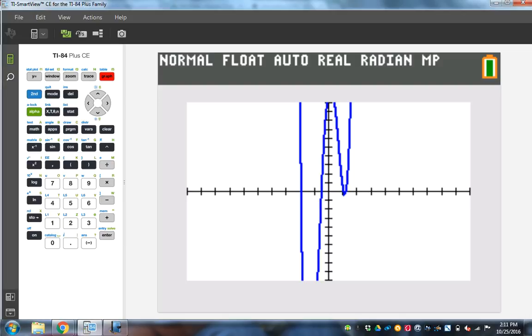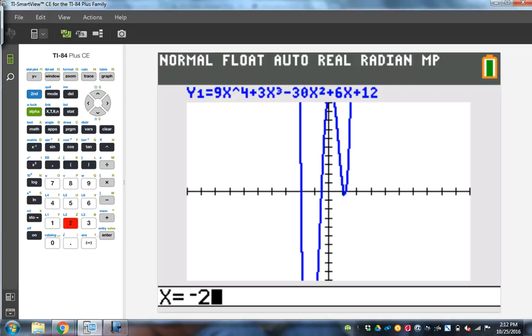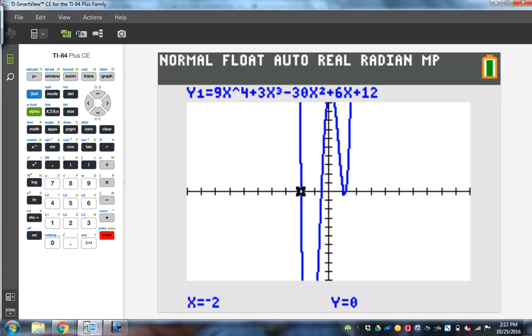This one is in between 0 and -1, so that's a fraction. This one looks like -2. Is it -2? Yeah. Here's how we decide. When you're not sure, you can hit the trace button, which is the one right beside graph. Trace -2 and hit enter. And notice it gives me y equals 0. That tells me that that's going to work. Trace and then type in the number.